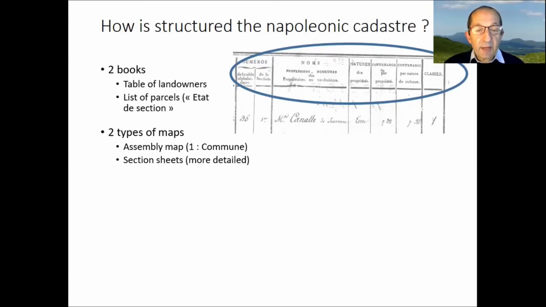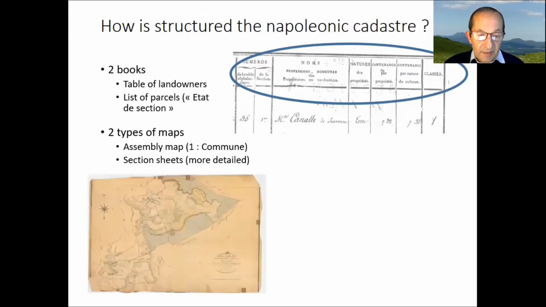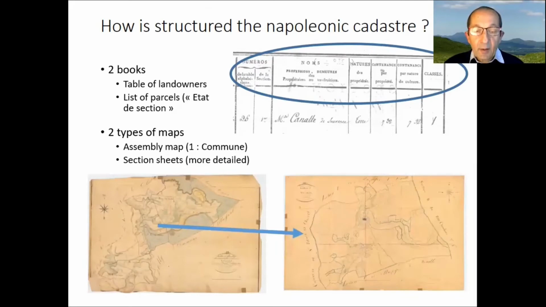And this assembly map represents only land use. For instance, this municipality, it's Mazai. And here you see one part of this commune, that is a section, and you see all the limits of the parcel, and the color represents a type of land use.